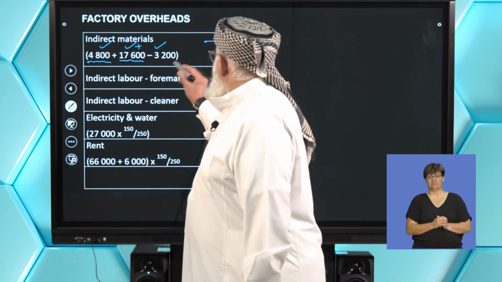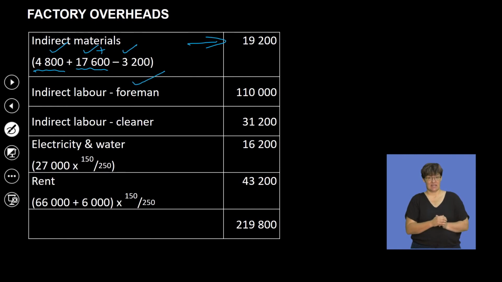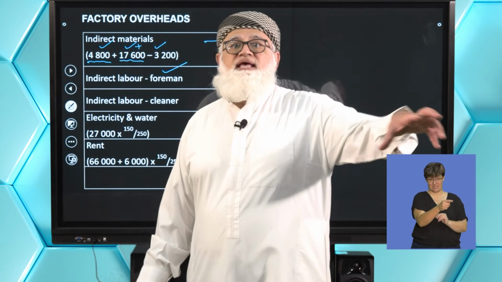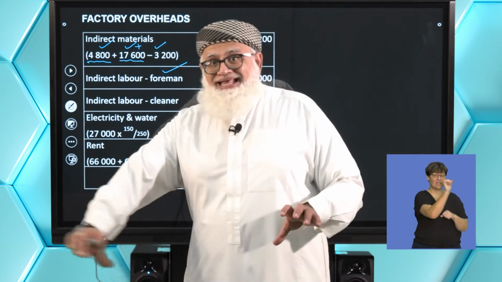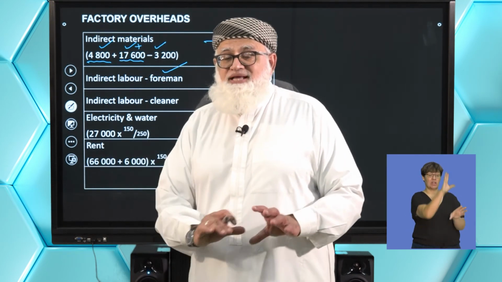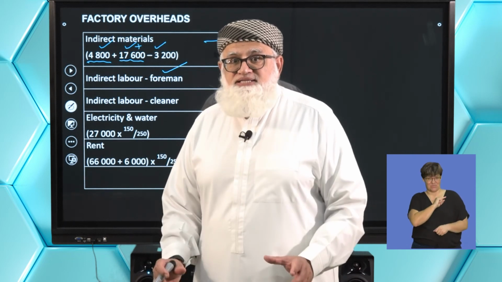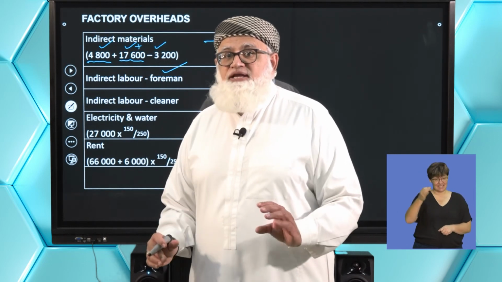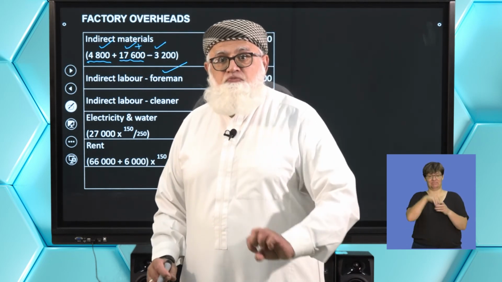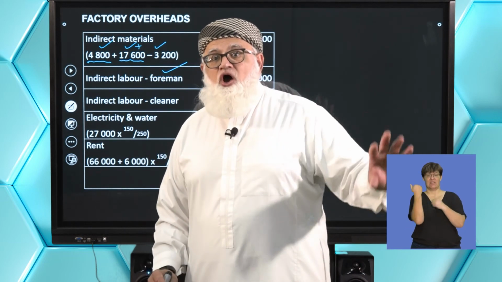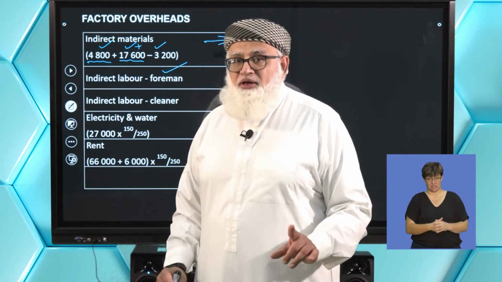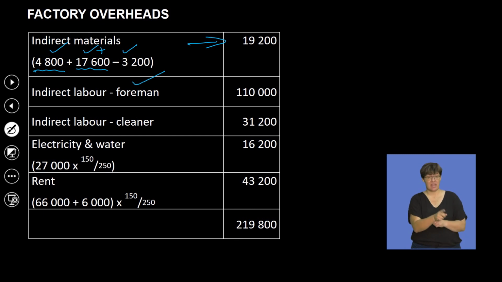You were told this was a clear indication of the foreman, again, working in the factory, not in the production process. Therefore, that person's wage or salary would constitute part of your factory overheads account. How much did you pay your factory foreman? You paid them a total of 110,000 Rand.